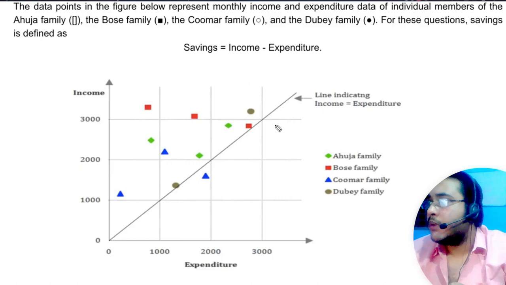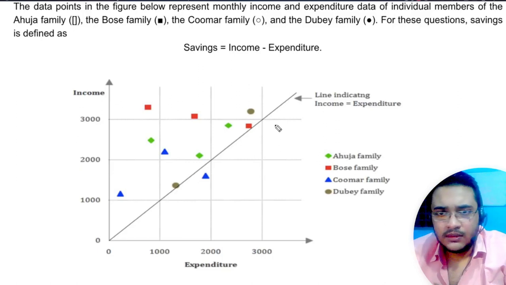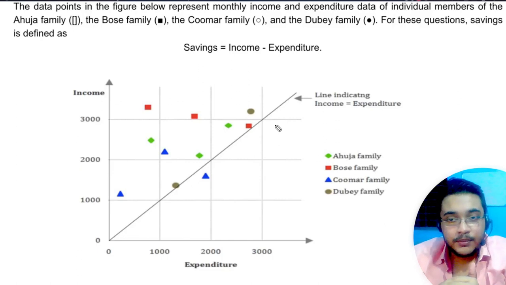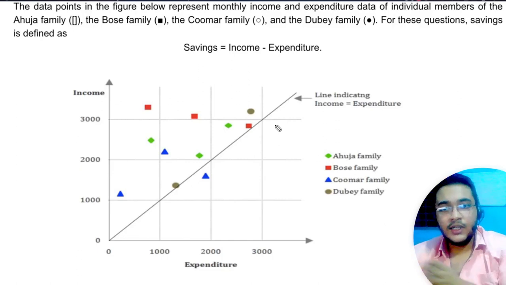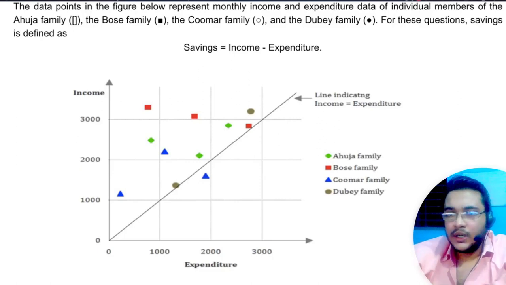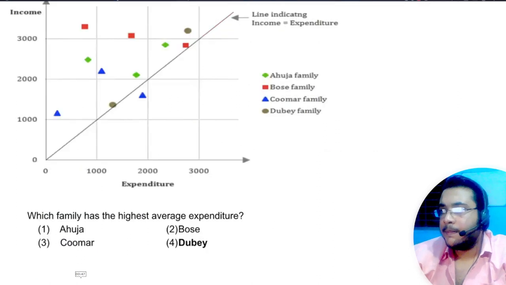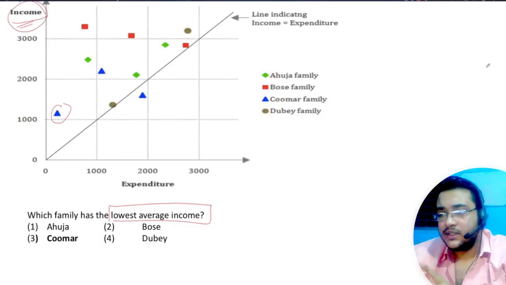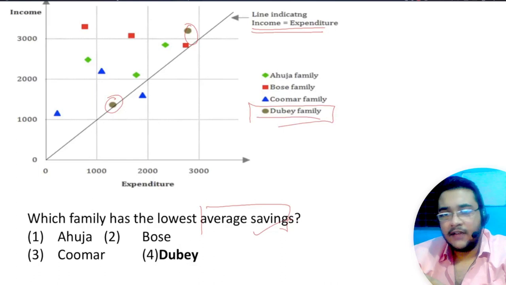When we are talking about interpreting the data set, it is very important that you see the data in its entirety. Do not skip reading any point, and then go and read the questions after your initial impressions of the set. So now let us see what the questions are. This is the first question: which family has the highest average expenditure? Great. Let's look into the next one: which family has the lowest average income? Which family has the lowest average saving?